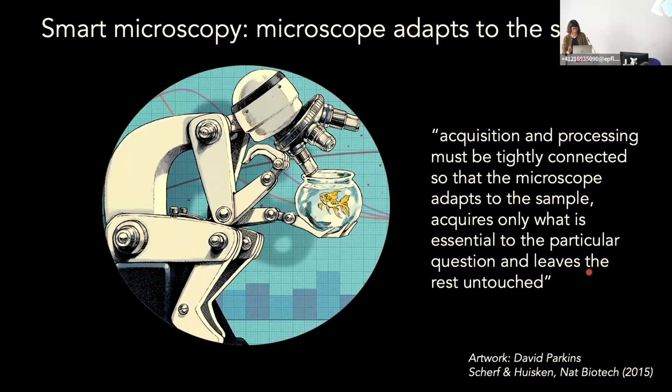Acquisition and processing must be tightly connected so that the microscope adapts to the sample, acquires only what is essential to the particular question, and leaves the rest untouched. So this sounds beautiful, right? This is very much what we would like to be able to do, to leave the system relatively unperturbed and just get the information that we really need to answer our questions. And so part of this then is automation.